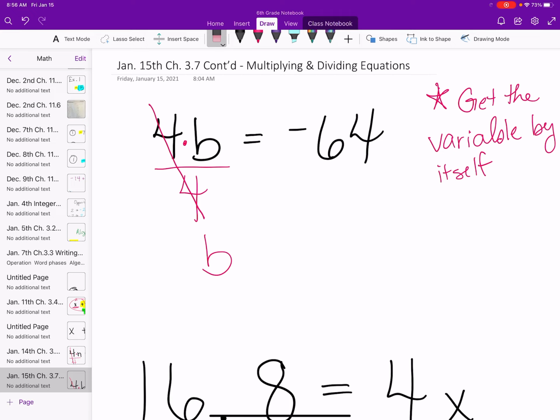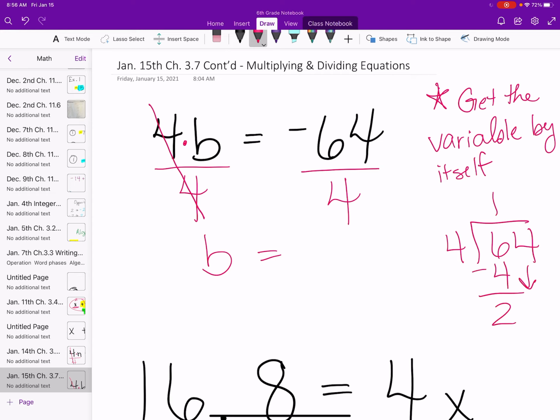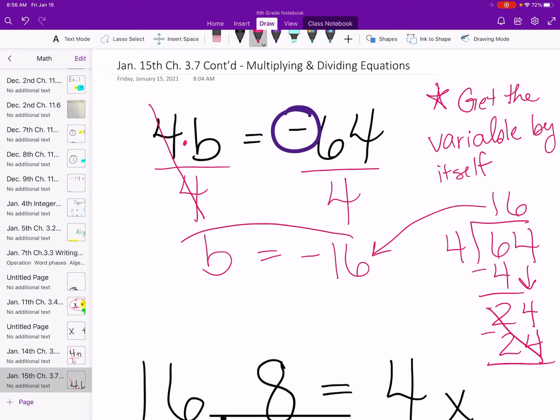If I divided by 4 on one side, I have to do it on my other side. So I'm going to take negative 64 divided by 4. If you need to work this out long division wise, you can. 4 goes into 6 one time. 6 minus 4 is 2. Bring down my 4. 4 goes into 24 6 times with nothing left over. I only had one negative in my equation, so that means my answer must be negative. So my final answer is b equals negative 16.